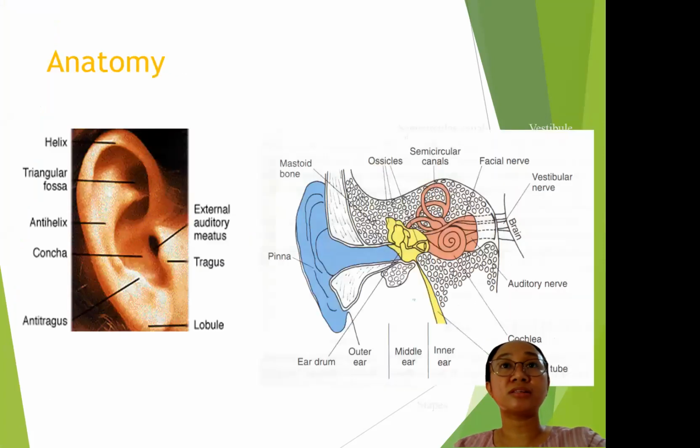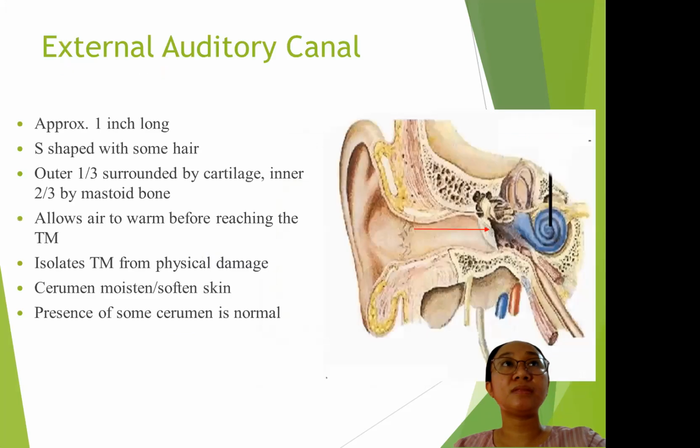So the external ear starts from the pinna and ends at the exterior border of your tympanic membrane. The external auditory canal is approximately 1 inch long or 2.5 centimeters. It is S-shaped with some hair. The outer 1/3 is surrounded by cartilage, while the inner 2/3 is bony. This allows air to warm before reaching the tympanic membrane, and it also isolates the TM from physical damage.